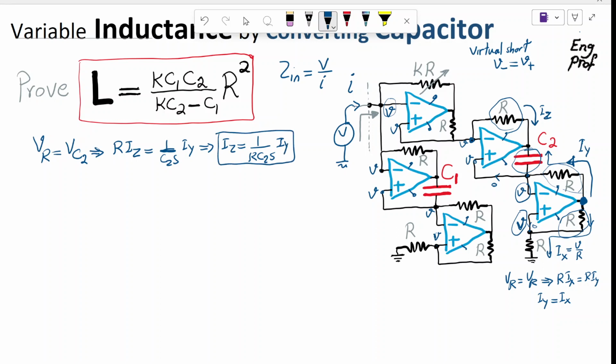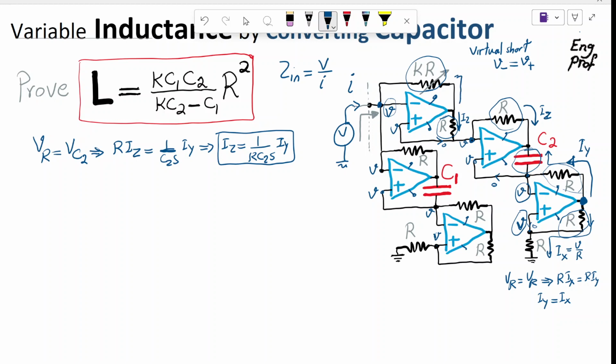Now, the same reasoning: no current can go through the input terminal of an ideal op-amp, so IZ has to go this way. So that's IZ. And for the same reason, the voltage drop across this resistor R is the same voltage drop across this KR, because they have common voltage nodes on both sides of the resistor.